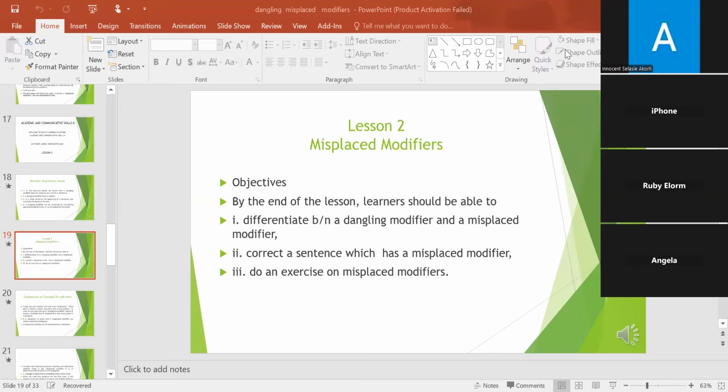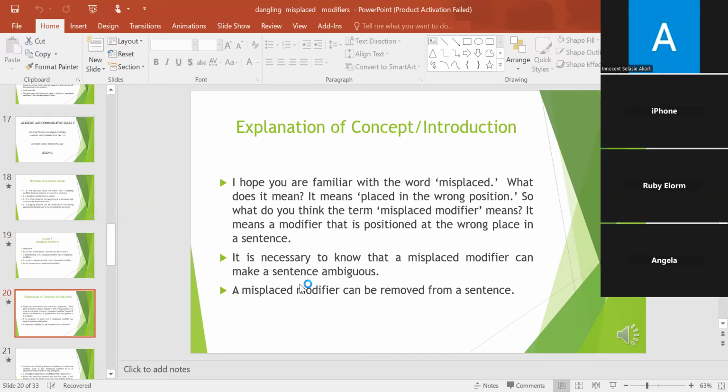Okay. So how did you explain misplaced modifiers the other day? We're saying that misplaced modifiers, in other words, are placed in the wrong position. So unlike the dangling modifier, where we need to introduce a subject and maybe change part of the construction, with misplaced modifiers it is basically a matter of identifying them and lifting them, carrying them from the wrong position to where they are supposed to be.